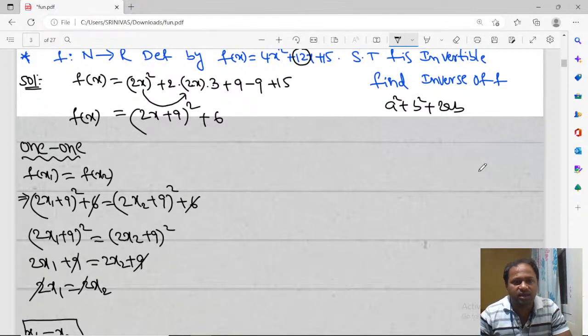Okay, I think a little bit of change is there. It is 3 square, not 9. It is 3 square.